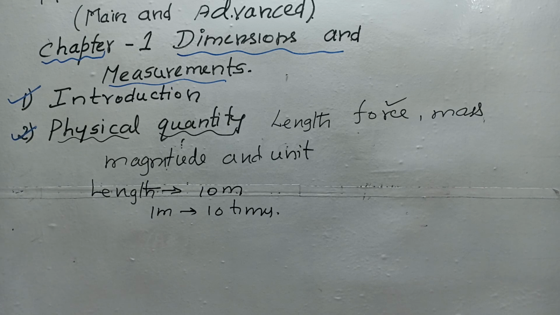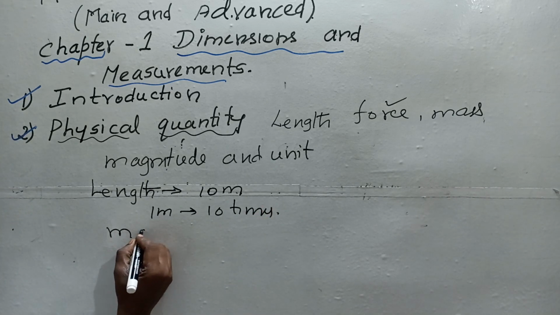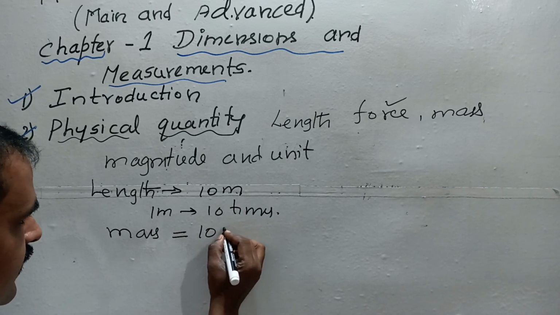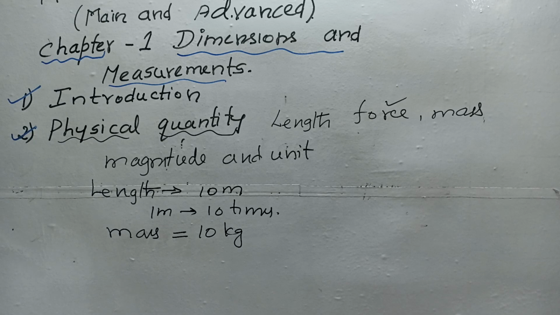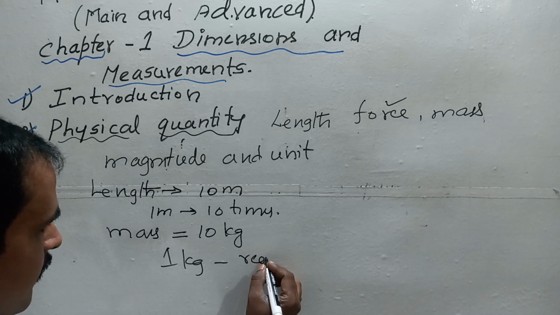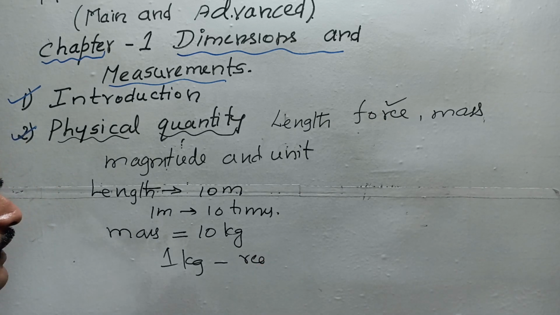1 meter repeats 10 times. Similarly, if you say what is mass? Mass of a body is 10 kg. That indicates that 1 kg repeats 10 times.